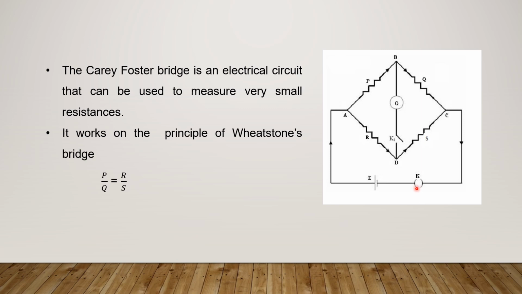If the values of these resistances are adjusted so that no current flows through the galvanometer, and if any 3 of these resistances are known, the unknown resistance can be determined using this formula: P by Q is equal to R by S.